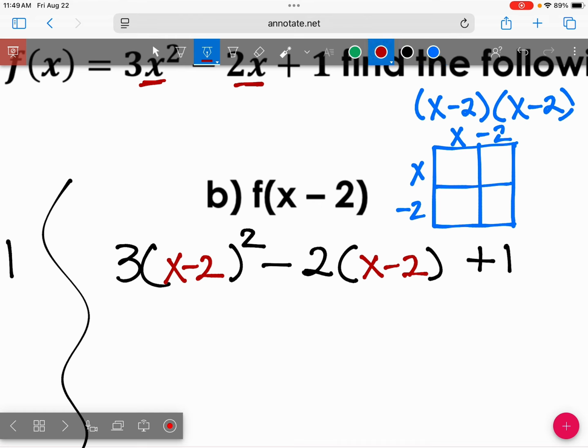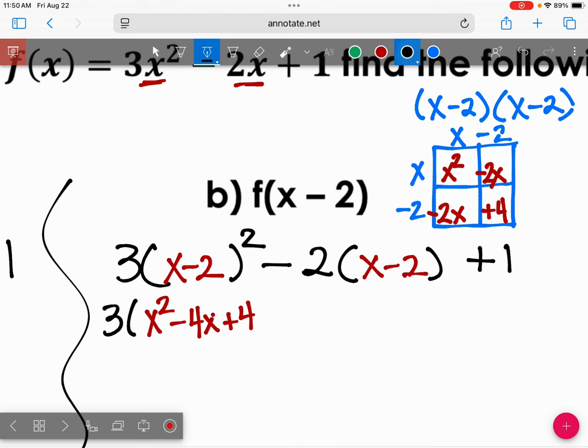So when we fill in our 4 squares, distributive property, that's the word I was trying to say. And this is minus 2x, and this is minus 2x, and this is a plus 4. So what you really get inside of your parentheses is x squared minus 4x plus 4. That's why it's important that you actually multiply it out fully.